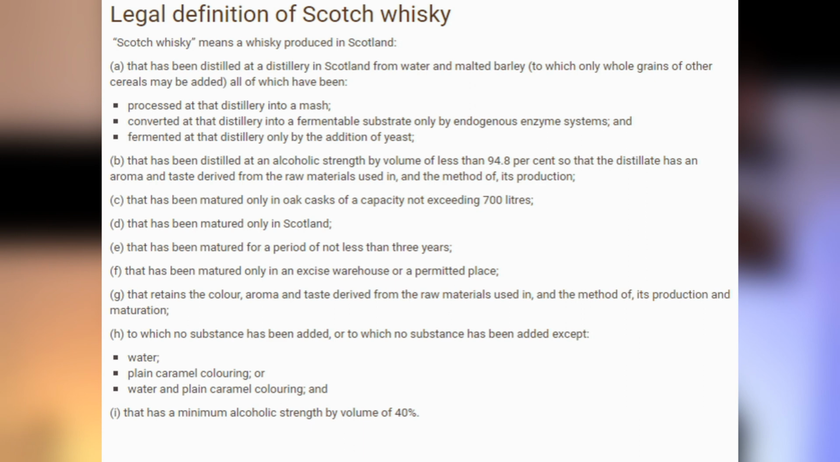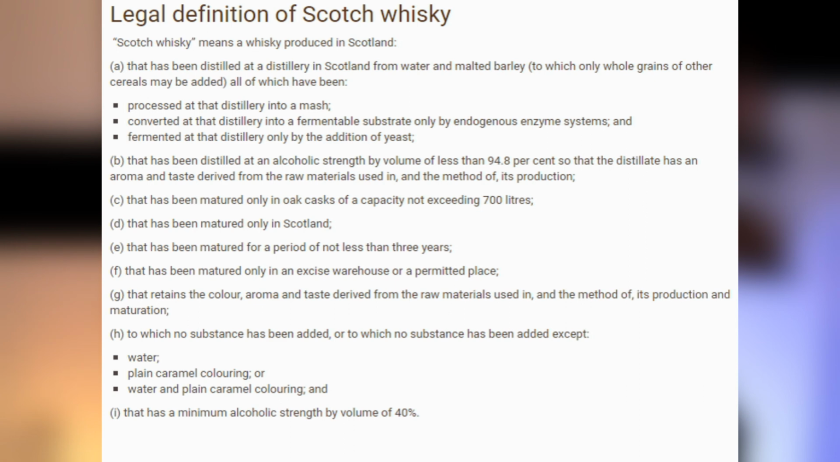Take a look. You may notice some of these are similar to Irish whiskey. Obviously, Scotch whiskey must be made in Scotland. It has been distilled at a distillery in Scotland from water and malted barley, to which only other grains, whole grains of other cereals may be added, all of which have been processed at that distillery into the mash, fermented on site at that distillery, and converted into fermentable mash at that distillery.